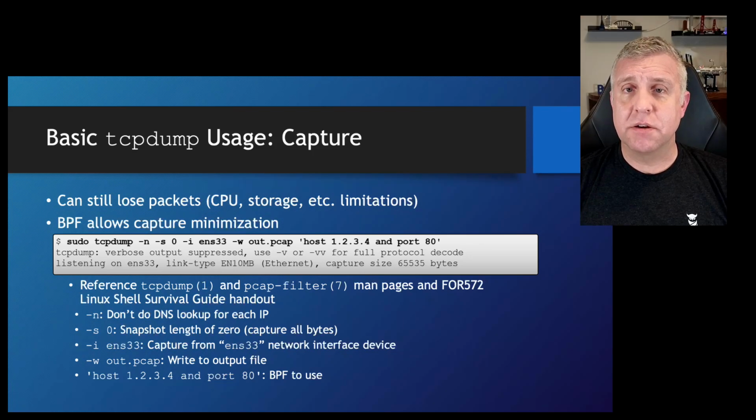And then another guide that you might want to check out: SANS has provided the Linux Shell Survival Guide handout that I created for Forensics 572. It's a really handy little trifold document. You can download it for free. It's a PDF form, print it out if you'd like to do that. It's designed to be a quick reference to a lot of the common network forensic command line tools. I'll add a link to that in the show notes down below the video here.